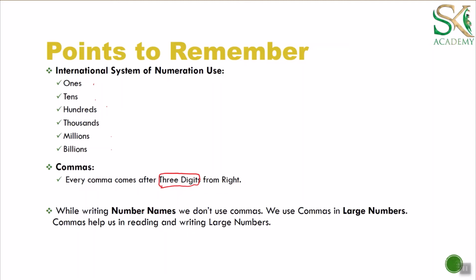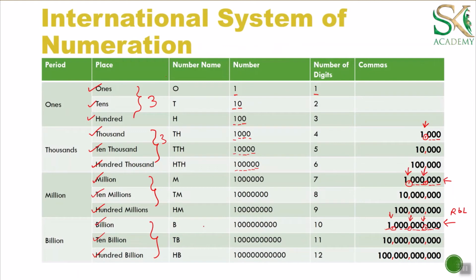So while writing number names, we don't use commas. This we also discussed during our Indian system of numeration. So when you write the number name, you never use commas. Only when you write numbers do we use commas. We use commas in large numbers because it is easy for us to read and write. Whenever you're reading or writing, it helps us to understand whether it is 10,000 or 100,000 or 1 million, 10 million, or 100 million.